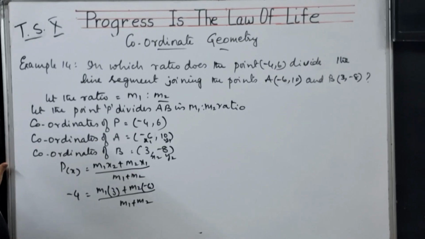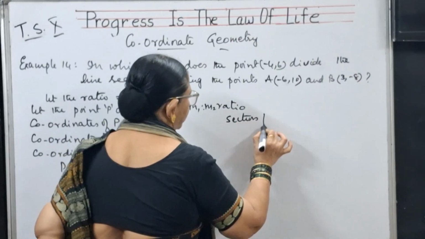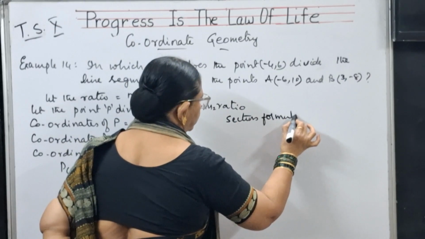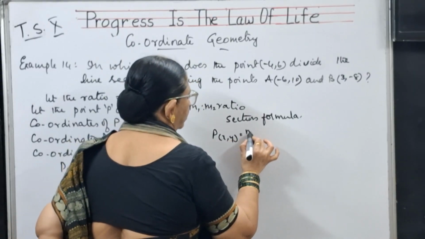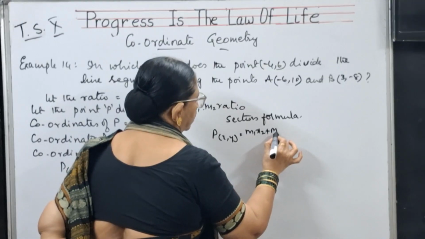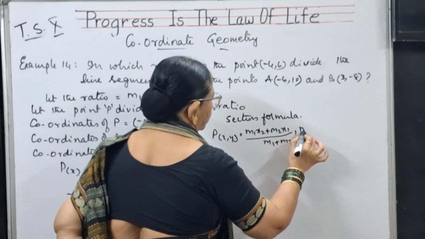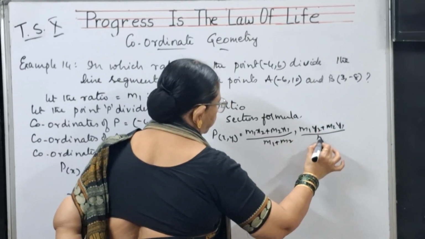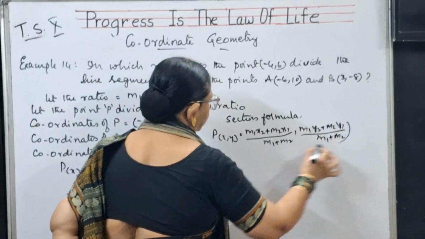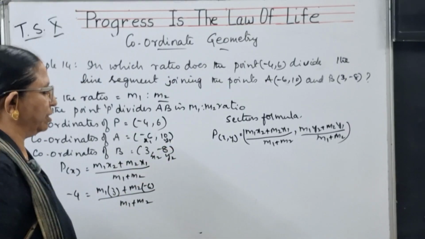The ratio formula, if you remember the section formula, what is the section formula? I'll write once here and I'll rub it. Section formula, what is the section formula we have learned? P of x comma y is equal to m1 x2 plus m2 x1 by m1 plus m2 comma m1 y2 plus m2 y1 by m1 plus m2. This derivation also I have taught you, children. In the previous videos you have got this derivation.